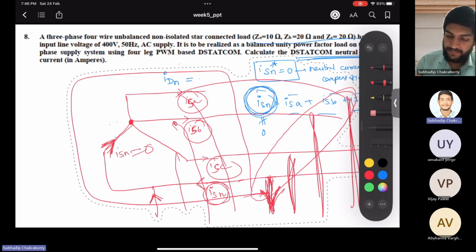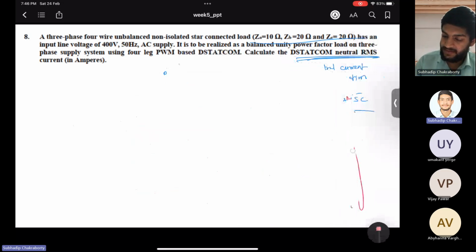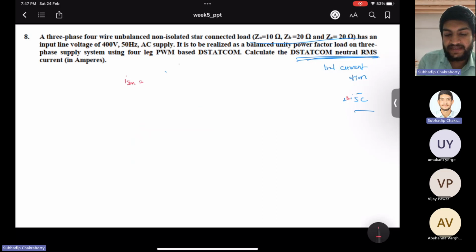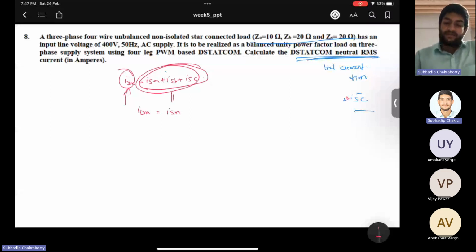So the problem asks to determine the RMS value of the current. I told you, during unbalance, your neutral current has some non-zero value, which is equal to ISA plus ISB plus ISC. And due to that non-zero value, your DSTATCOM will carry that current to provide compensation. So the neutral current of the DSTATCOM will be equal to the neutral current of the supply to provide compensation and make it 0. So this will be equal to this. So just sum up ISA plus ISB plus ISC, and you get the DSTATCOM RMS value.